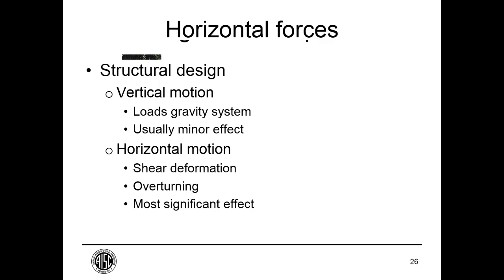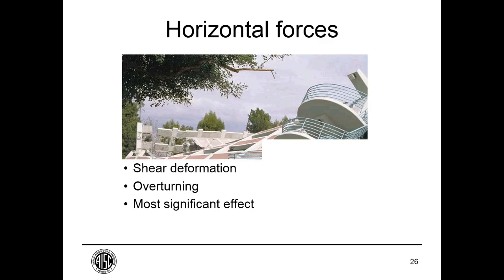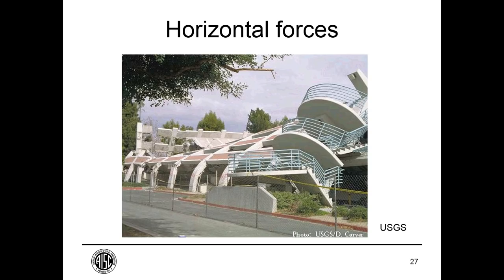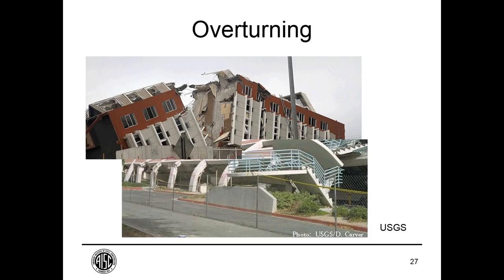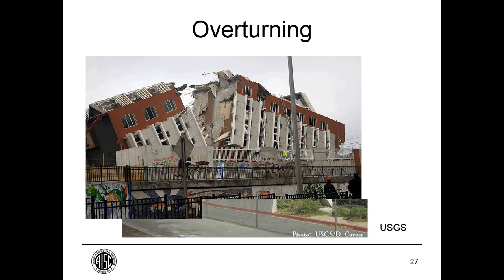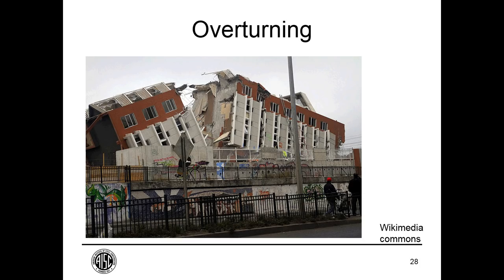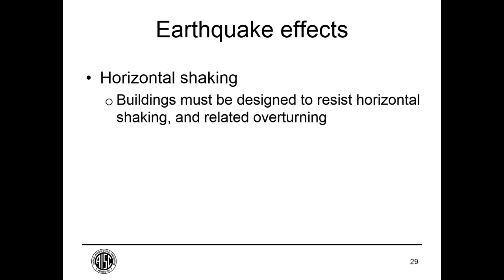This is, of course, due to loss of lateral support for this frame. The frame bent over, and the building essentially collapsed due to the lateral forces. And this building had an overturning failure. So for seismic design, we design buildings to resist this horizontal force and the related overturning.